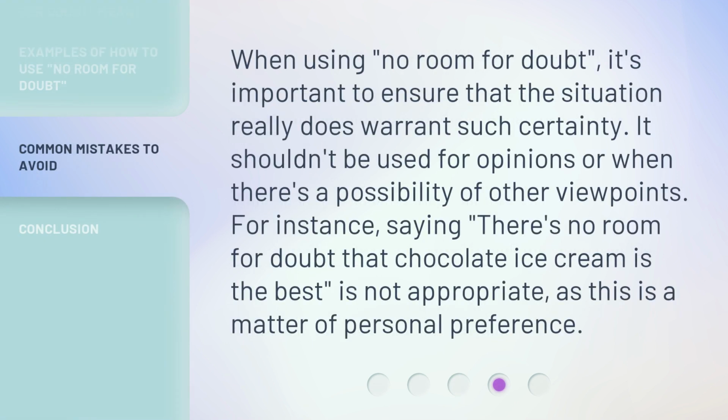When using no room for doubt, it's important to ensure that the situation really does warrant such certainty. It shouldn't be used for opinions or when there's a possibility of other viewpoints. For instance, saying, "There's no room for doubt that chocolate ice cream is the best," is not appropriate, as this is a matter of personal preference.